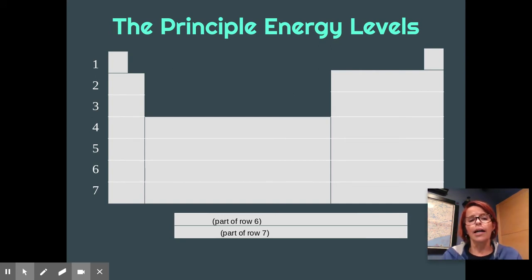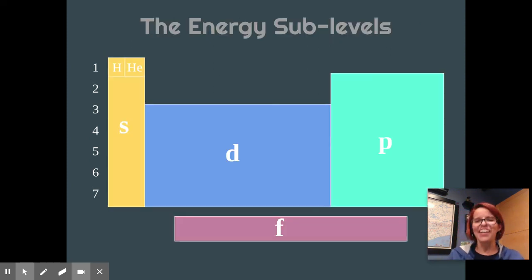I want you to notice that the numbers 1, 2, 3, 4, 5, 6, 7 that are going along the left side, those are the principal energy levels. So when I see a 1, I know that right next to it, the principal energy level is going to be 1, 2, 3, 4, 5, 6. Okay, that seems kind of obvious. It gets a little bit more complicated than this. All right, so then the different colors represent the different energy sublevels, S, P, D, and F.